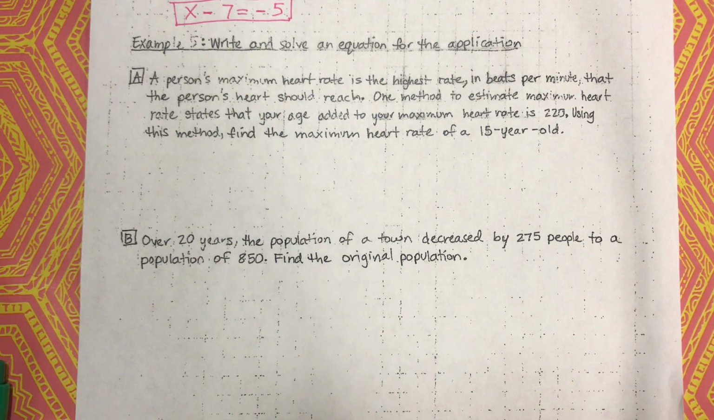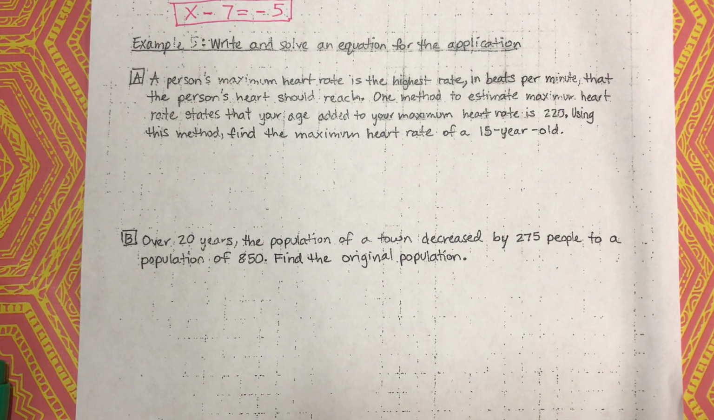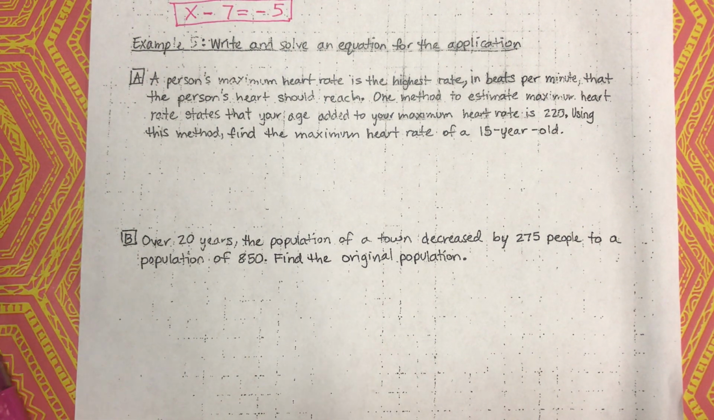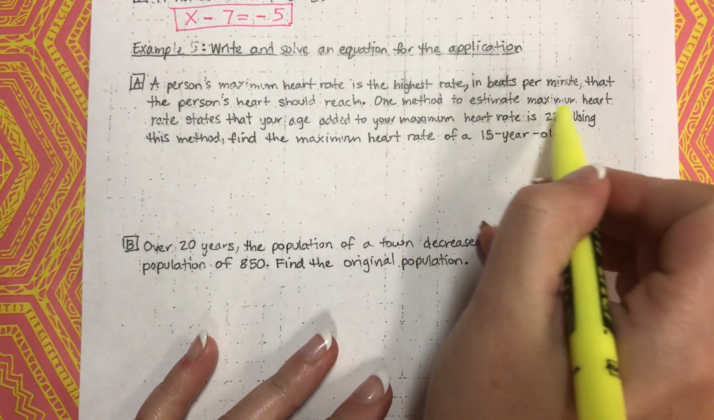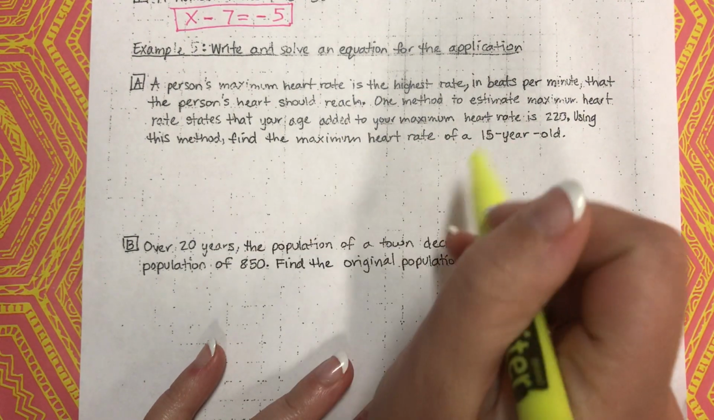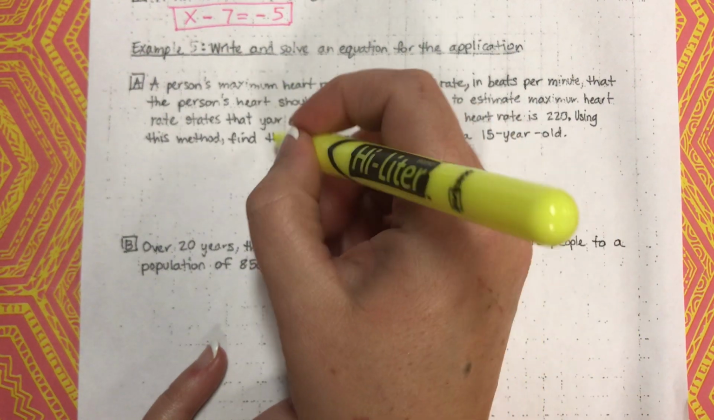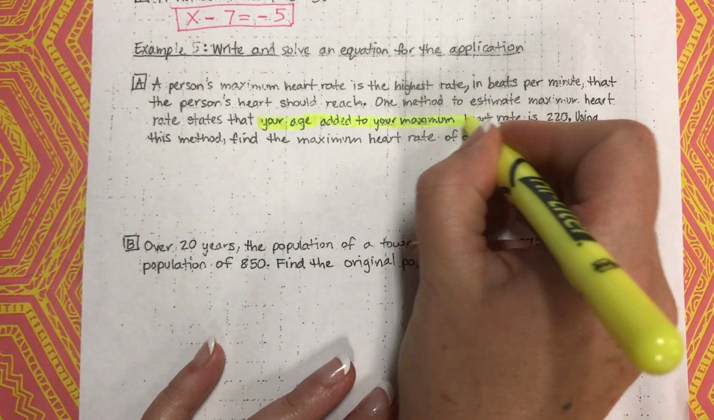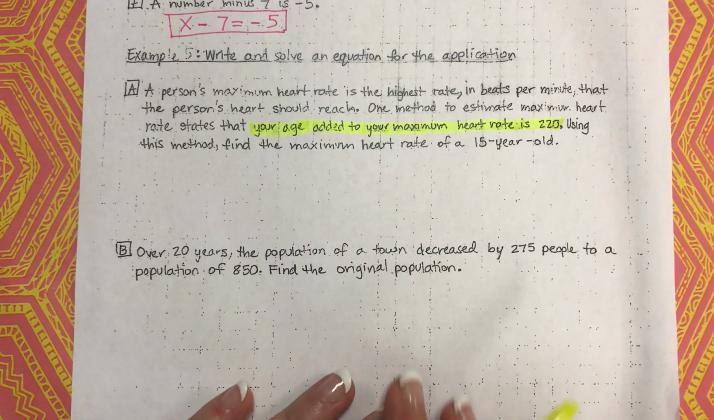So what they want us to do is write and solve an equation. There's a lot of information there. We need to determine what information is going to help us come up with an equation. And what I see here is this sentence right here. One method to estimate your maximum heart rate states that your age added to your maximum heart rate is 220. So that is our equation.